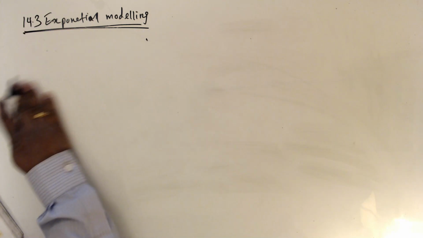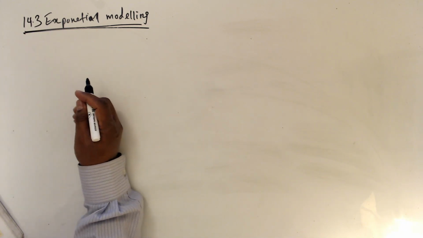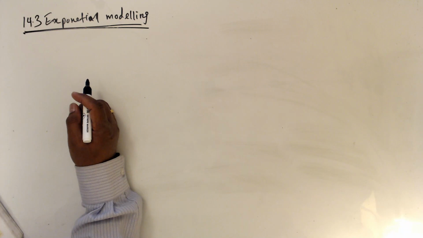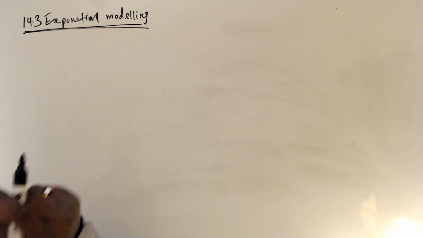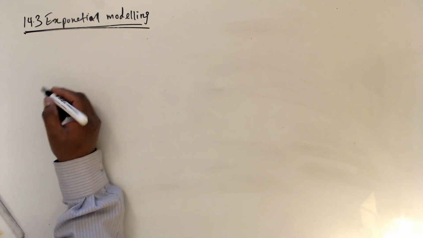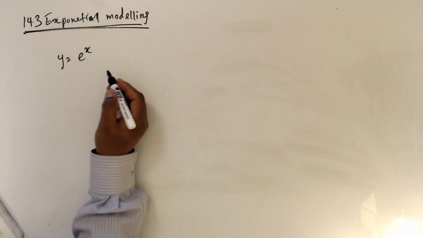When we do exponential modeling, we should have an idea about what is happening when x goes to positive and negative infinity, because most questions are about prediction. We have to comment on the model. We'll discuss with an example. So first of all, y equals e to the power x.